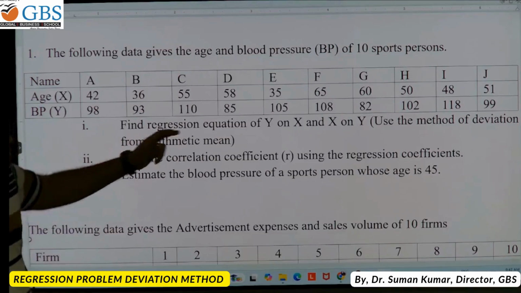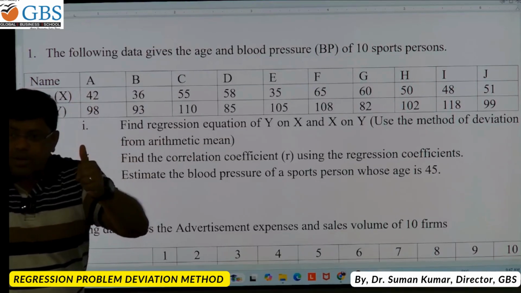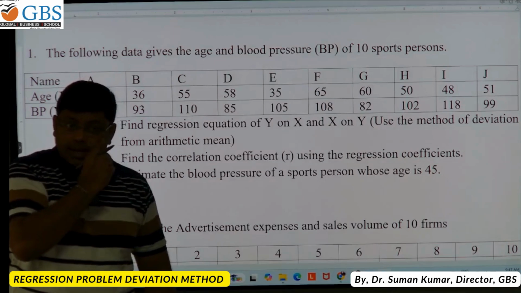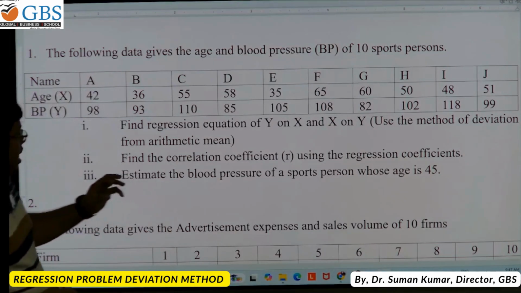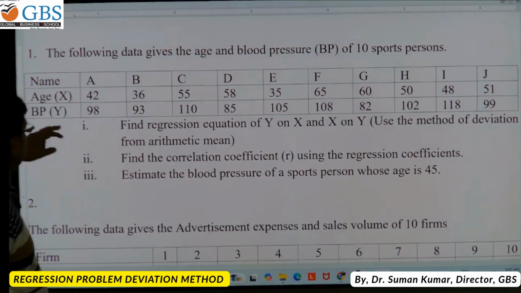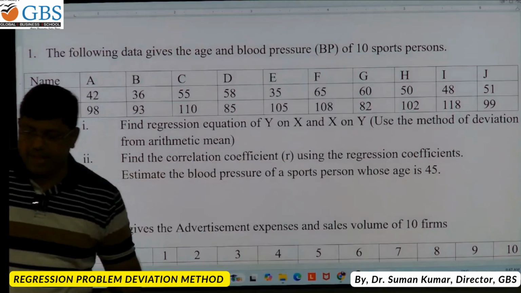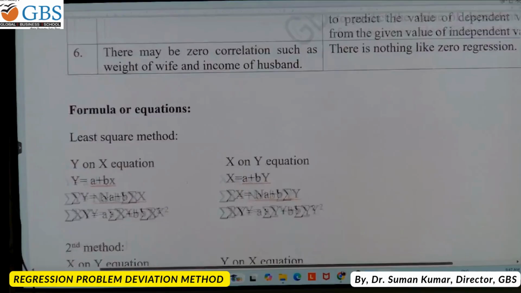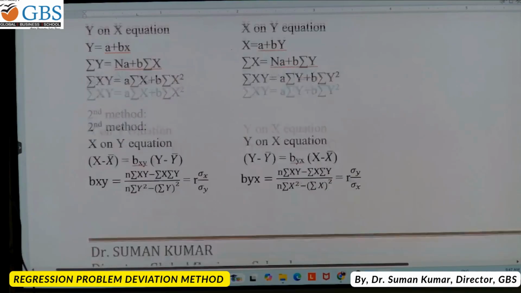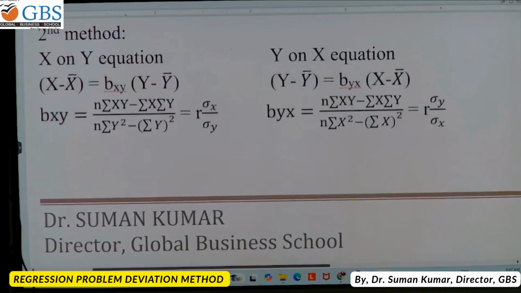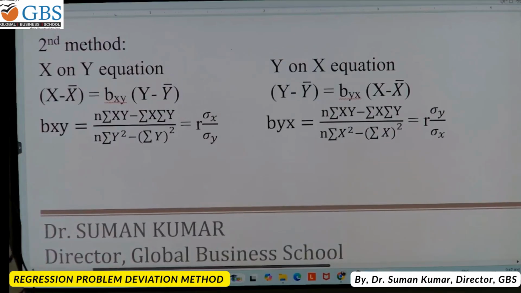So the first point is that both x on y and y on x we need to find out. Second, you need to find the correlation coefficient R. Then the third point is that they are asking us to estimate the blood pressure, that is y when x is given. For this I will make you understand the formulas. These are the formulas we need to use, which you have written as the second method.